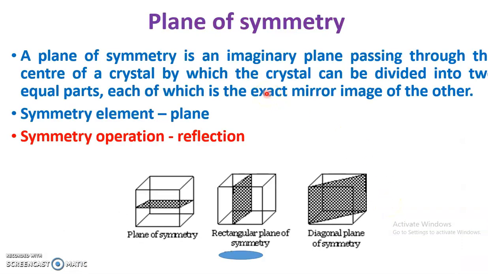Plane of symmetry. A plane of symmetry is an imaginary plane passing through the center of a crystal by which the crystal can be divided into two equal parts, each of which is an exact mirror image of the other. The symmetry element is a plane. The symmetry operation is reflection. This is a plane of symmetry, a plane passing through the center of the crystal. This is another rectangular plane of symmetry. This is a diagonal plane of symmetry.